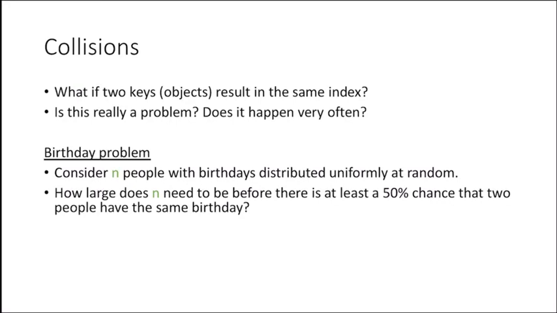Okay, so a collision means that we have two objects that have the exact same index into the underlying array. So the first question is, do we actually really need to worry about this? Can we just find some simple way to handle this? Does it happen very often? To answer that, let's talk about something called the birthday problem.